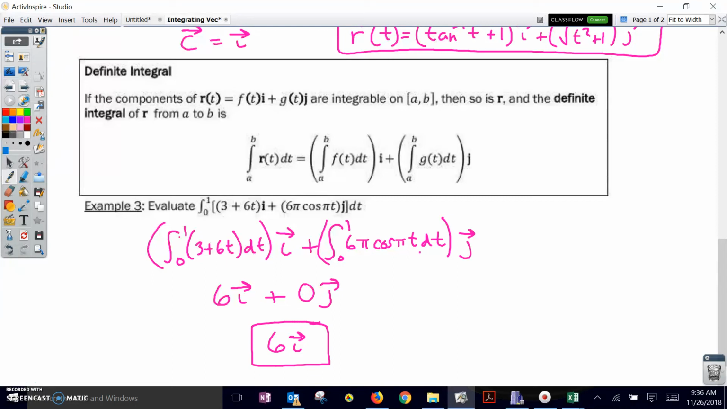And so when we take the definite integral of a vector-valued function, what we're going to end up with is some vector, in this case 6i. Alright, that's where we're going to call it quits on this video. We'll come back in the next video and look at examples 4 and 5 from this lesson. See you guys then. Have a great rest of your day.